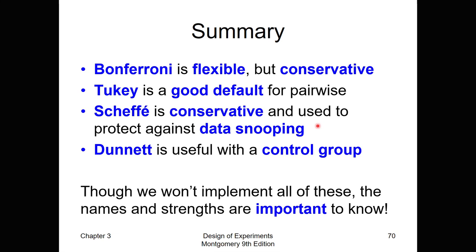Though we're not going to do them all in R, the names and strengths are really good to know, and it's really good to be able to identify that. And of course, if you're in a situation where you really need Dunnett's test, hopefully you can recognize the name and then go Google, how do I do Dunnett's test in R? So we'll definitely do Bonferroni and Tukey in R, because those are the most common ones and probably the most useful ones for the pairwise comparisons that we'll be doing in this class. But knowing the strengths and benefits of these 5 most common post hoc analysis methods with ANOVA is pretty important.